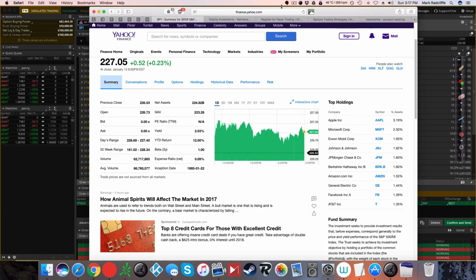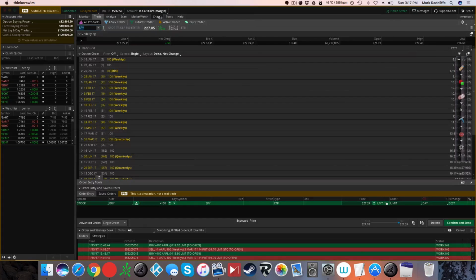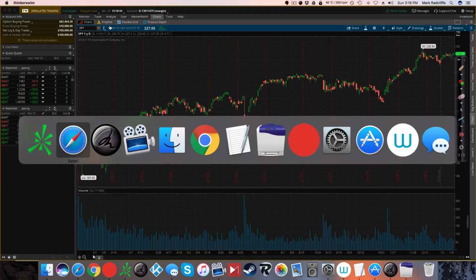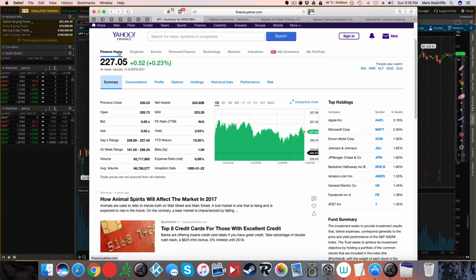SPY, you'll sometimes hear it referred to as the Spiders. In fact, if you go to the chart of SPY, they used to have a little spider in the top left-hand corner. I guess it's not there anymore. But anyway, the Spiders, we'll look at that one a lot. In fact, we'll be comparing our portfolio to that a lot. All right, let's go back to Yahoo Finance. Let's look at the other one.